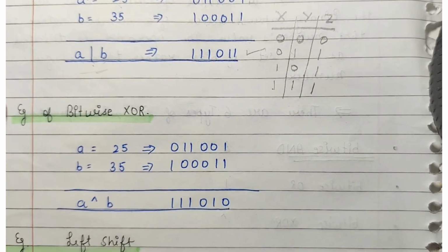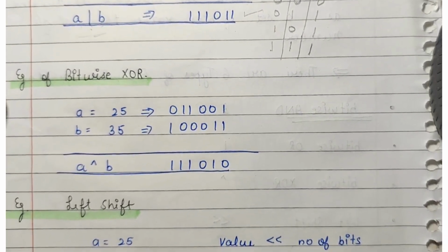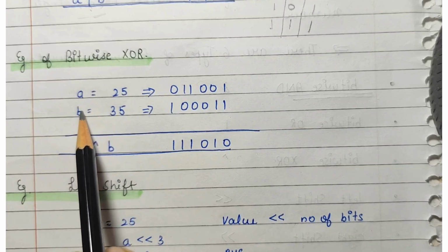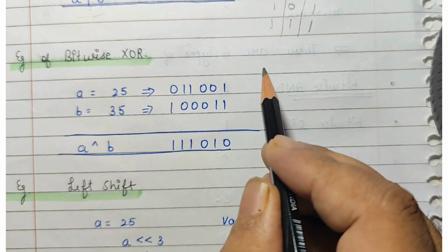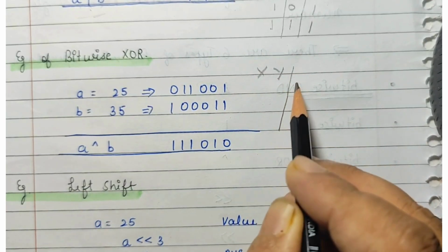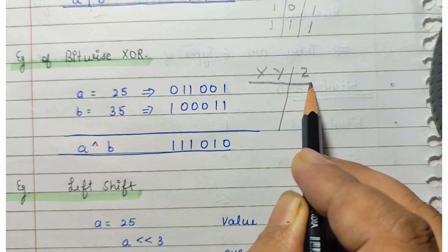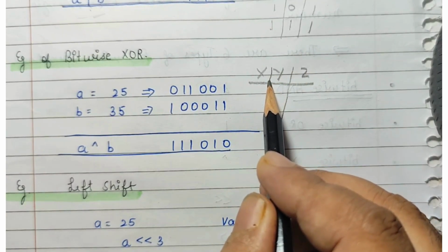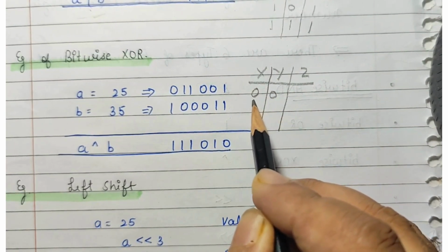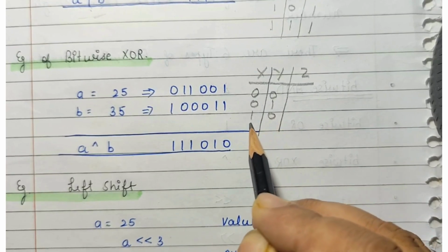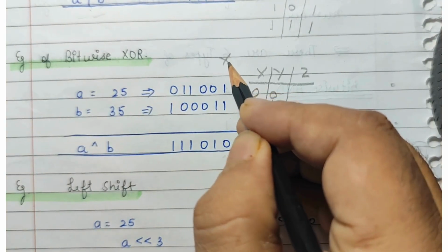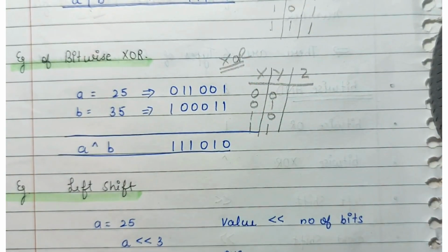Now we discuss bitwise XOR operation, again on both the same values. First we discuss the truth table of the bitwise XOR. If we have two inputs X and Y, how many combinations? 4 combinations: 0 0, 0 1, 1 0, 1 1. Now in case of the XOR gate, what do we do in XOR?